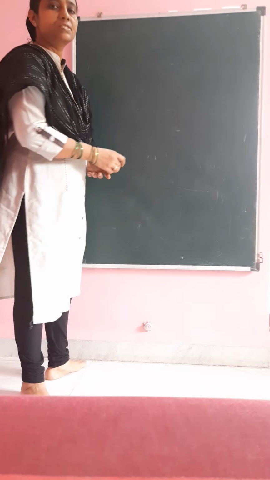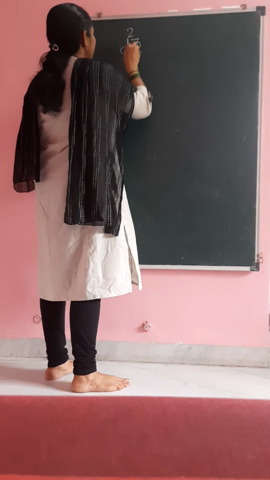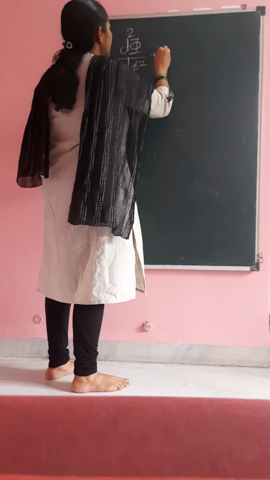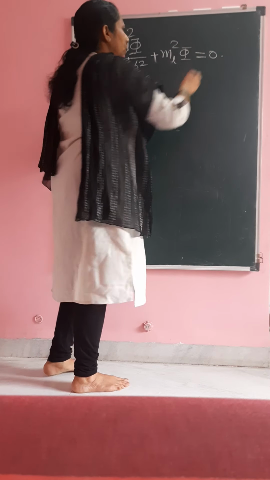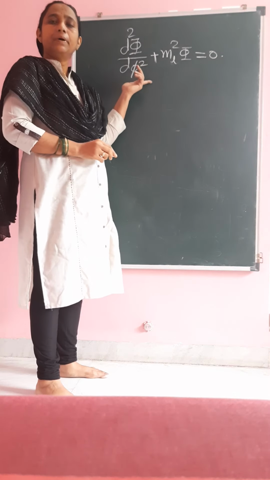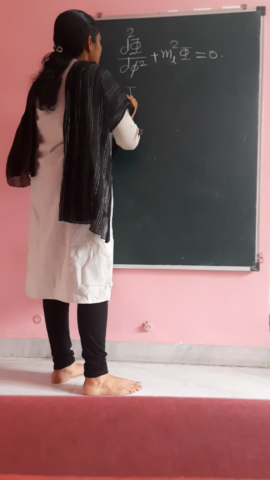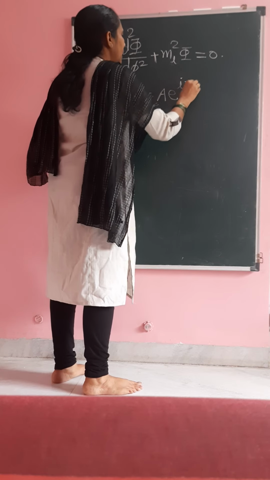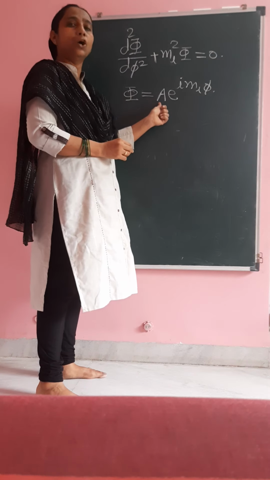Our phi equation is this: d square phi by d phi square plus ml square phi is equal to 0. This is the equation of a simple harmonic oscillator, and therefore its solution in terms of phi is a e raised to i ml phi. Now here a is the constant.